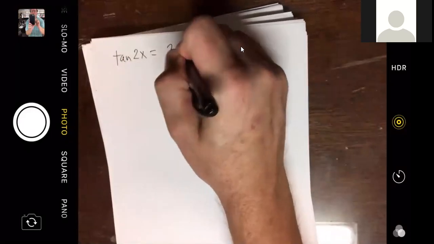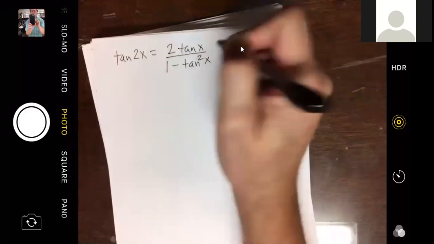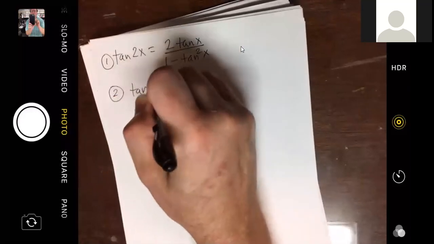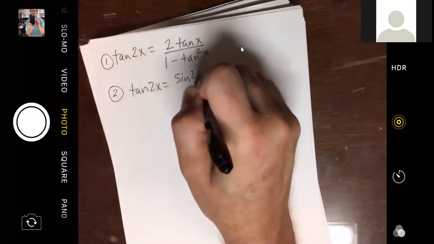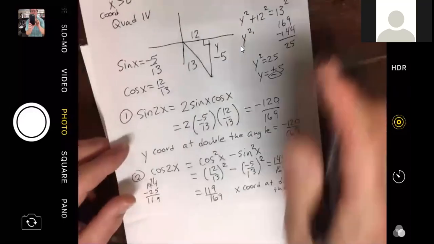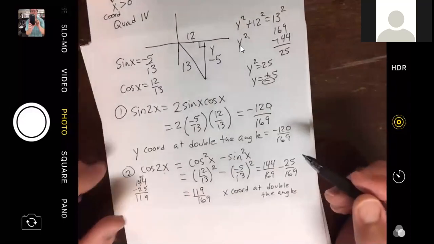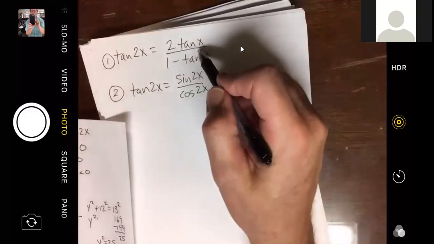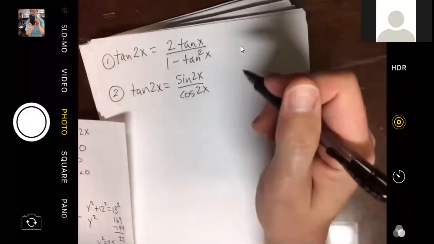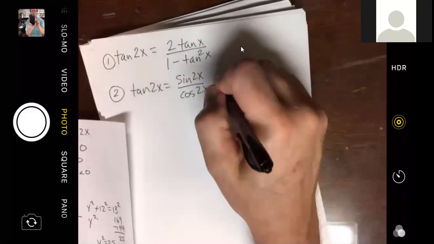It was twice tangent x over 1 minus tan squared. This is sort of method 1. Method 2 is sine of 2x over cosine of 2x. They've already had you do sine of 2x and cosine of 2x, so we could just simply divide these. I tried to show this on the video Tuesday. Method 1 works out a lot longer than method 2. Do you have a preference? No, not really. We'll do the short way then.